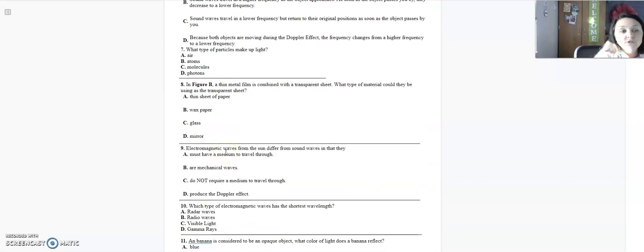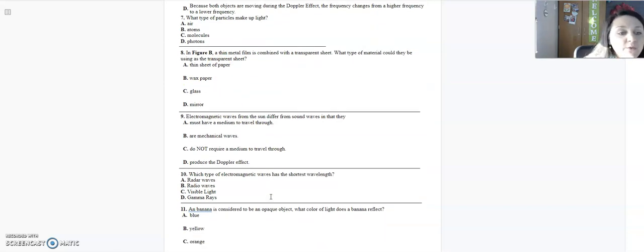All right, so we know photons are little particles of light that make up light, so remember that. If we have a thin metal sheet combined with a transparent sheet, which means you can see through it, what could we be using as a transparent sheet? What could something be that you could see through? Well, you can't see through a mirror, you can't see through wax paper, and you can't see through a thin sheet of paper, not perfectly. So the only thing transparent would be glass.